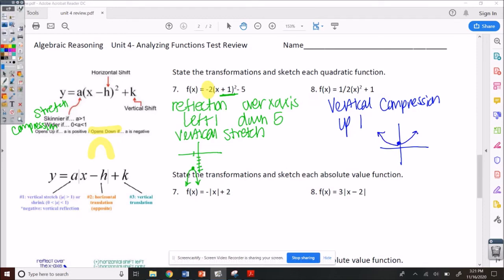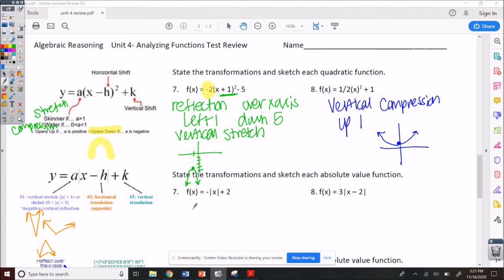On an absolute value, it actually works the exact same way. It's just a V shape. So same thing. A vertical stretch is going to be skinnier. A vertical compression is going to be wider. A negative is going to be the reflection, so it's going to face down. And same thing. H is our horizontal transformation, left and right, opposite of what we see. And the vertical translation is the K value, up or down.